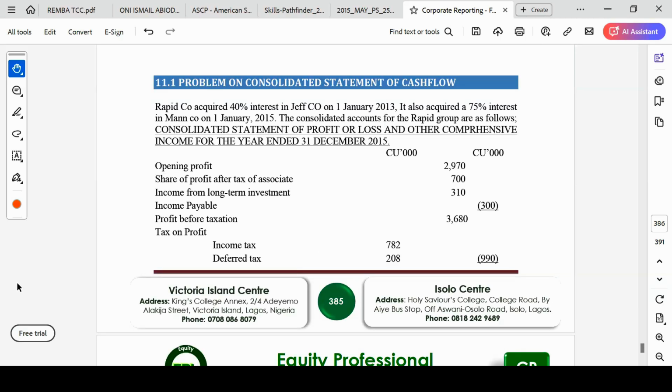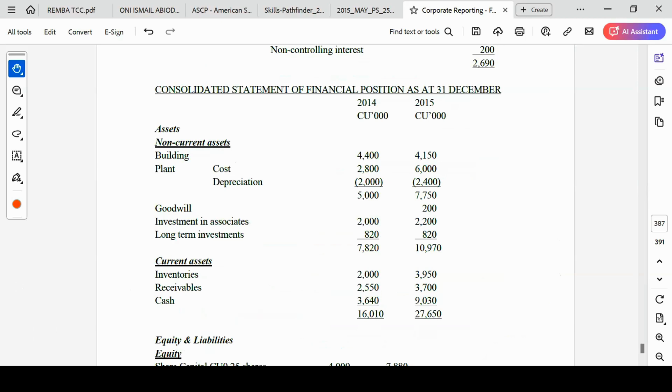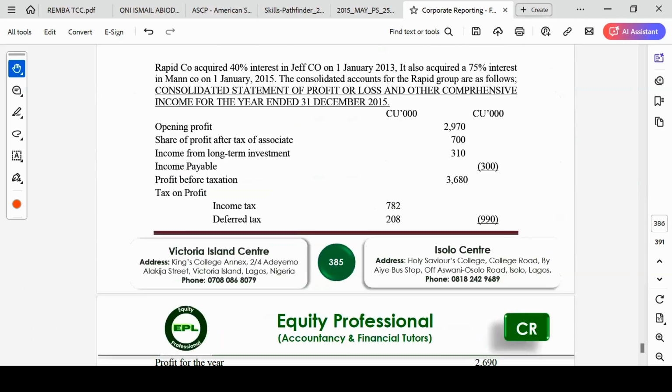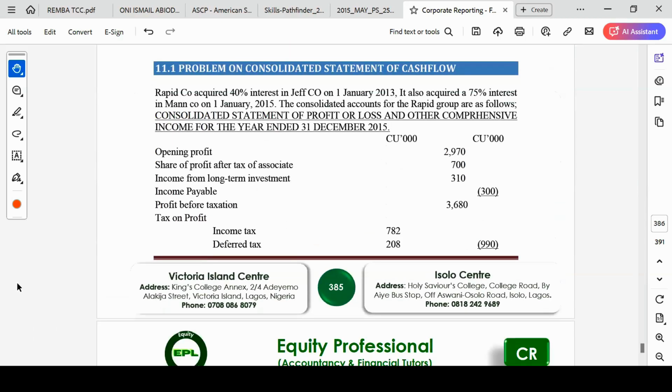All right. Now, Rapidco acquired 40% interest in Jeffco on 1st January 2013. It also acquired a 75% interest in Manco on 1st January 2015. The consolidated account is for the year ended 31st December 2015. So the acquisition was done at the beginning of the year. It was not done during the year. Let's move on.